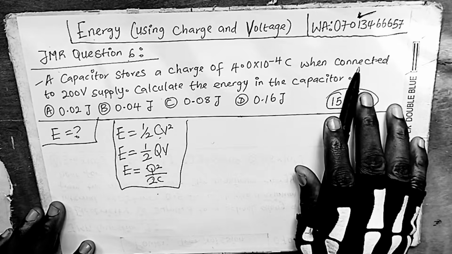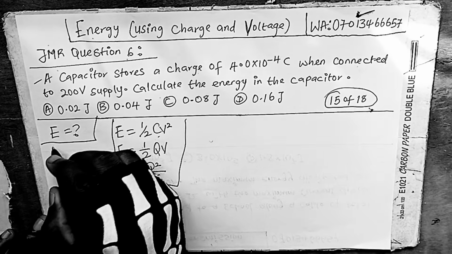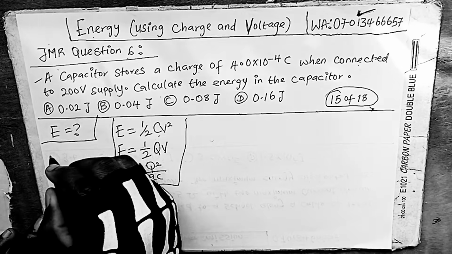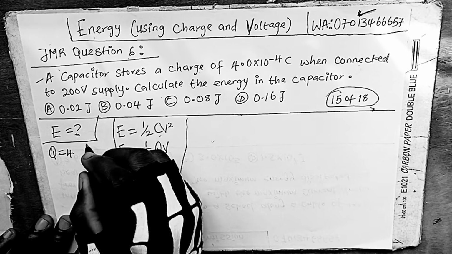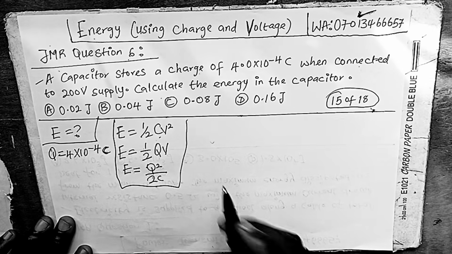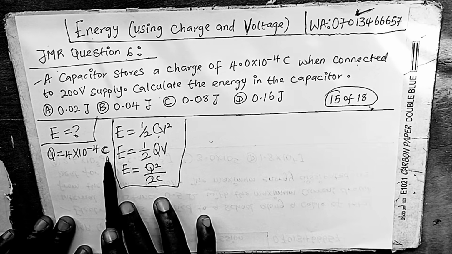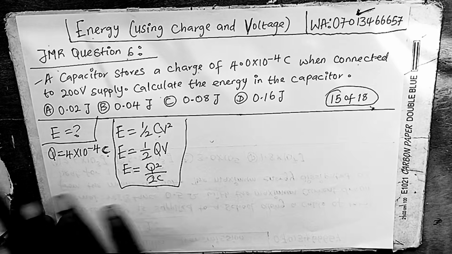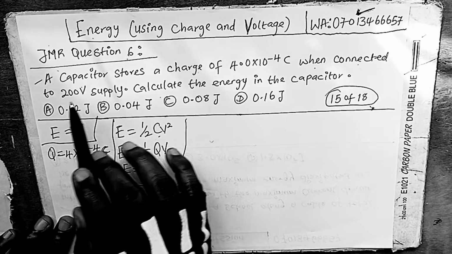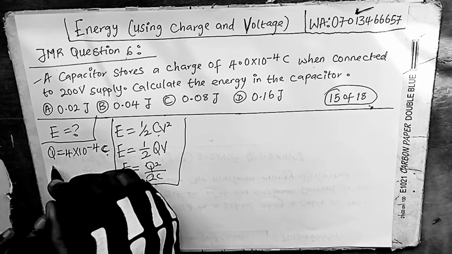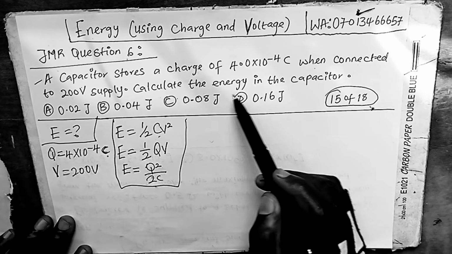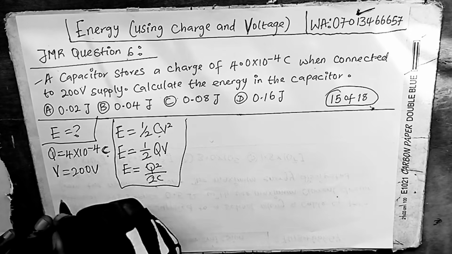Now let's write out what they gave us to solve. A capacitor stores a charge, and charge is Q. So Q is equal to 4 times 10 raised to power minus 4. It is represented in coulomb, which means it is not going to need any conversion. Charge is supposed to be measured in coulomb. When connected to a 200 volt supply, so volts, V, is equal to 200 V. No conversion still. Calculate the energy in the capacitor. So energy is question mark.